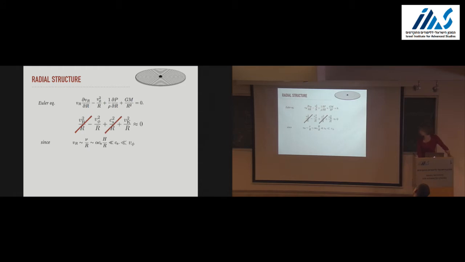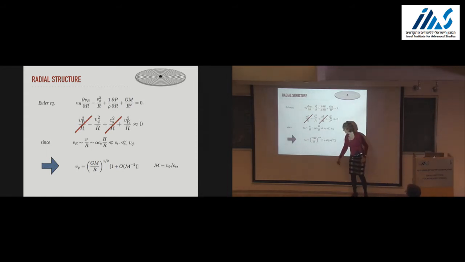So I can get rid of these two, and I find that the azimuthal velocity, as I anticipated, is basically in this disk the Keplerian velocity with a correction due to pressure. This is the Mach number. When the disk is thick, then the sound speed is important, as I said. And so the azimuthal velocity can somewhat deviate from the Keplerian velocity.